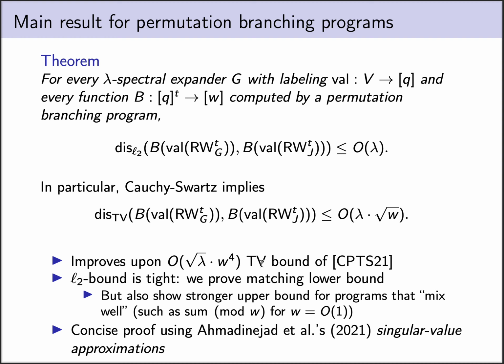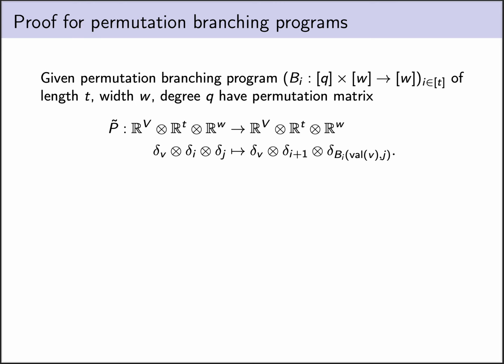So Cohen et al. showed this prior bound using, again, Fourier analysis of Boolean functions. Here we let these singular value approximations do all the heavy lifting. So we actually have a pretty short proof that I'll be able to basically completely present in a couple of slides.